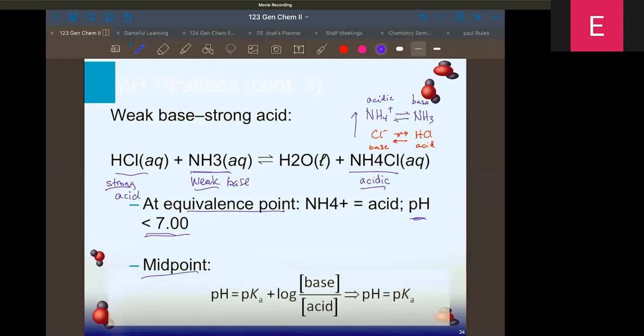At the midpoint, the concentration of the acid and the base are going to be the same. Why? Because at the midpoint, you have neutralized half. If you're neutralizing an acid, half of the acid has gone to the conjugate base. If you're neutralizing a base, half of the base has gone to the conjugate acid, and therefore your concentration of acid and base at the midpoint are going to be equal. This ratio is going to be 1, and the logarithm of it is going to be 0, and therefore the pH is going to be equal to the pKa.